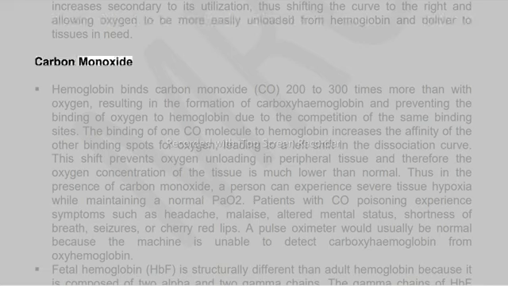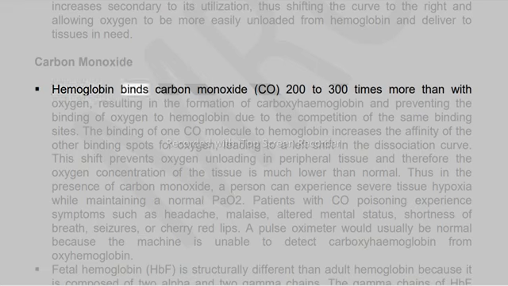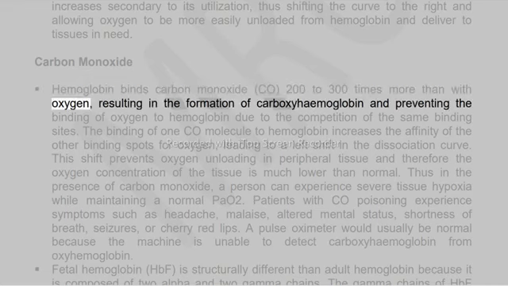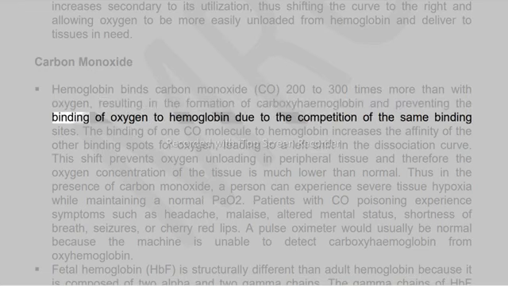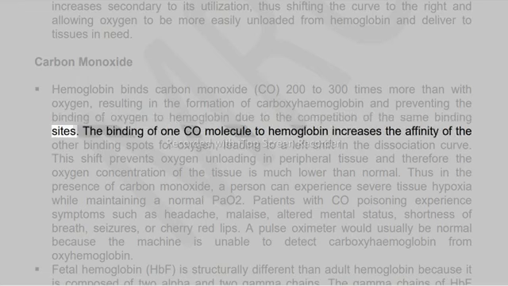Carbon monoxide. Hemoglobin binds carbon monoxide, CO, 200 to 300 times more than oxygen, resulting in the formation of carboxyhemoglobin and preventing the binding of oxygen to hemoglobin due to the competition for the same binding sites.